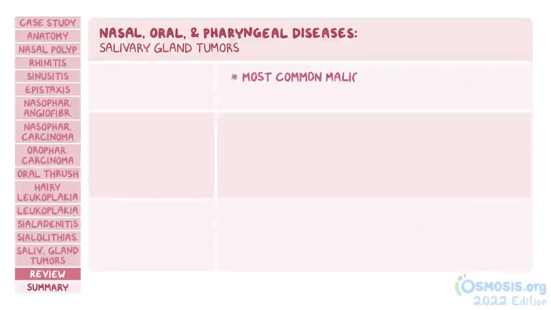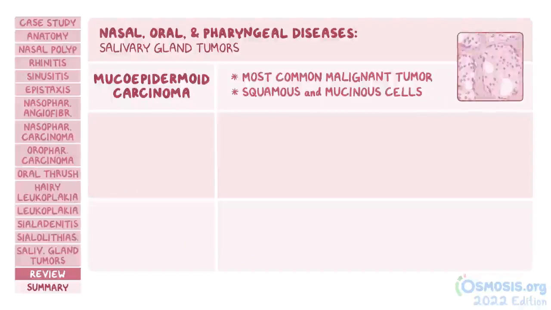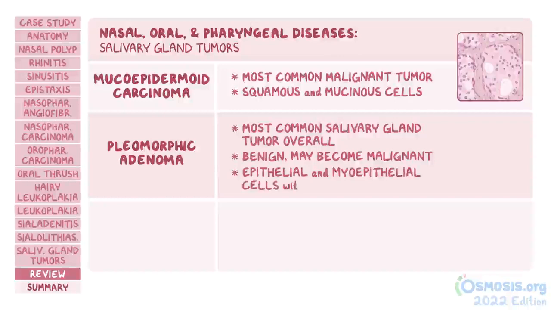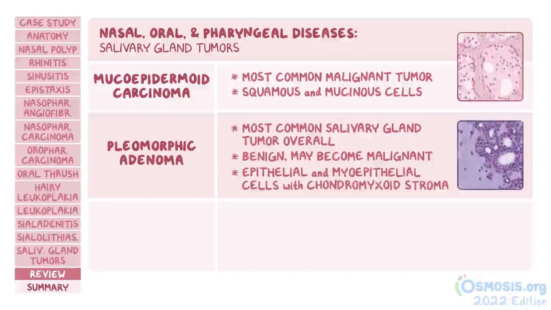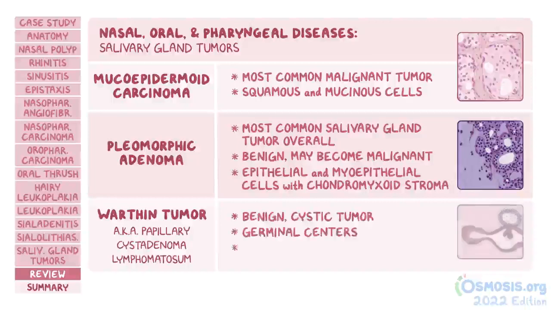The most common malignant tumor is mucoepidermoid carcinoma, which is composed of both squamous and mucinous cells. The most common salivary gland tumor overall is pleomorphic adenoma, which is benign but may become malignant and is composed of epithelial and myoepithelial cells mixed with a chondromyxoid stroma. Finally, Warthin tumor, aka papillary cystadenoma lymphomatosum, is a benign cystic tumor that has germinal centers and typically affects smokers.